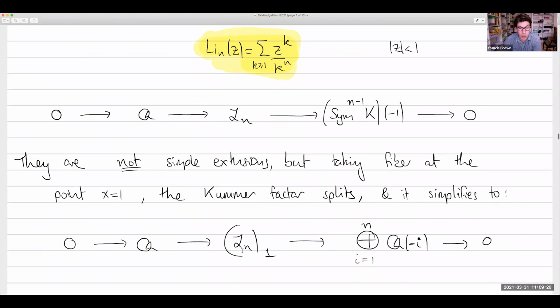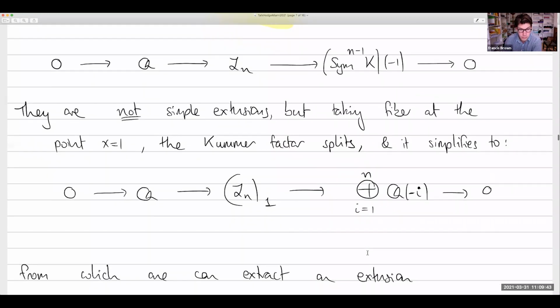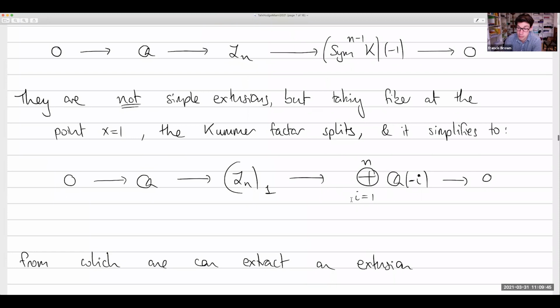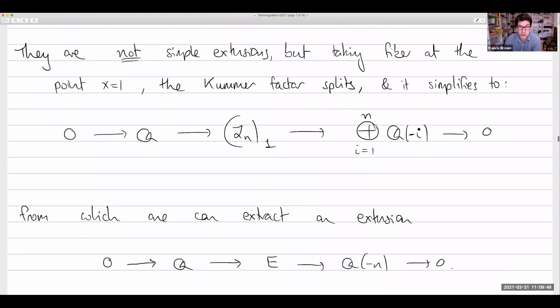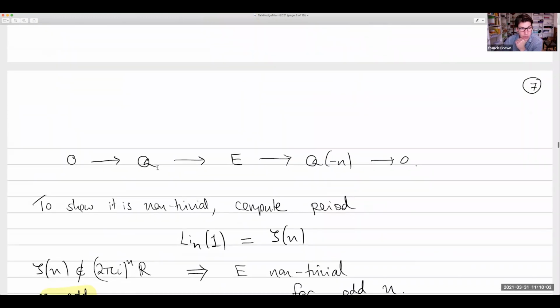So the fiber at the point 1, you get an extension of the symmetric power of a direct sum, and that's just a direct sum of Tate objects like this with different twists. So there you get a whole bunch of extensions, in fact. It turns out that most of them are trivial, except potentially the top one. So out of this, by doing a little bit of very trivial homological algebra, we can extract the extension of Q of minus n by Q, which I'll call E. So that's the highest weight 1 extension.